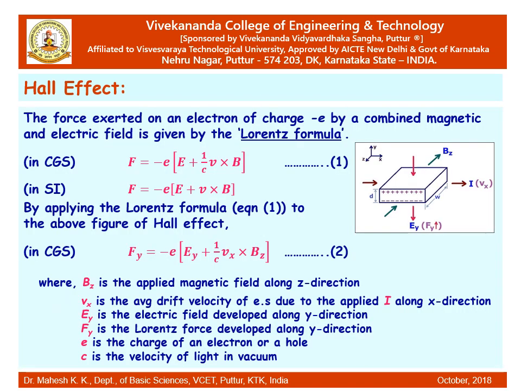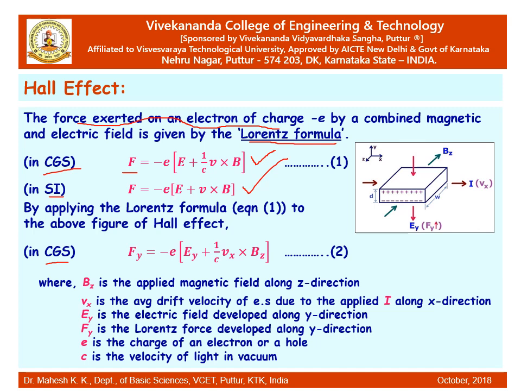Under such conditions, the force exerted on an electron of charge minus e by the combined magnetic and electric field is given by the Lorentz formula. F is equal to minus e into (E plus 1 over c into v cross B). That is in CGS units. In SI units, the same Lorentz formula is F equal to minus e into (E plus v cross B). But in this case, mostly we proceed with CGS units.